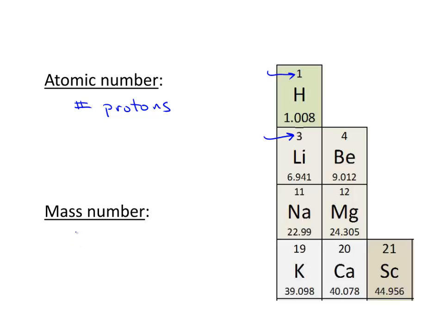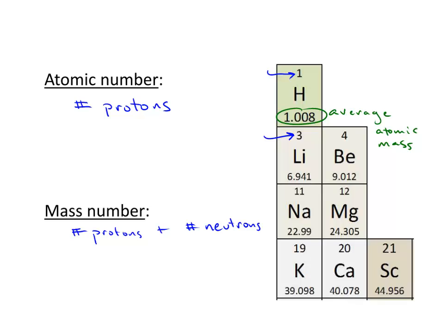The mass number is the combination of the number of protons and the number of neutrons in an atom. Note that this should also be an integer number. Typically, the mass number is not given on the periodic table. So what is this number below the atomic symbol? This is not the mass number. This is the average atomic mass. We'll show how to calculate these in a moment.